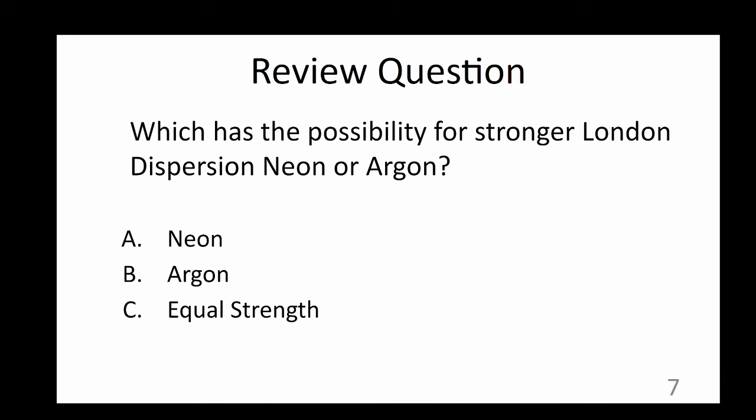Let's take a moment to review. Which do you think has stronger London dispersion forces, neon or argon? The answer here is argon. Being a larger atom, argon's nucleus has a stronger positive charge, making it able to form stronger interactions with other atoms. Also, having a larger van der Waals radius makes it more susceptible to fluctuations in its electron density, meaning it has more possibility for forming a partial positive and partial negative dipole.